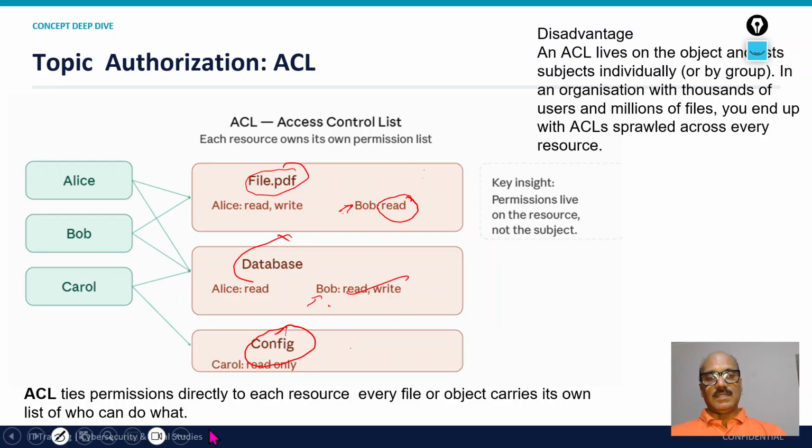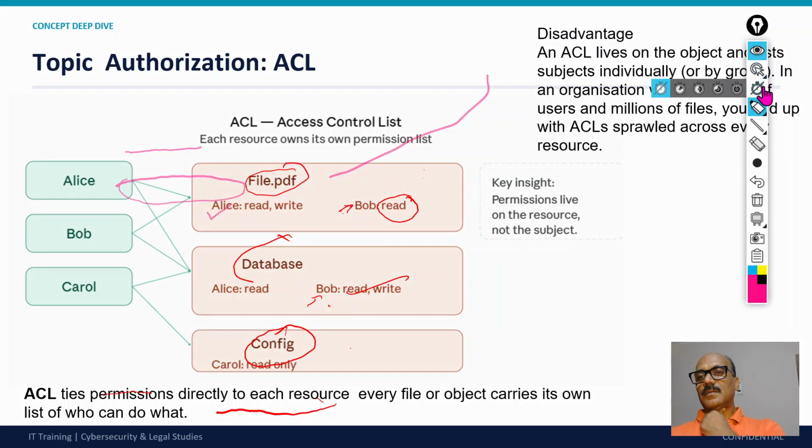So here, as we stressed, the permissions are linked to the resource. Every file and object carries its own list. So the disadvantage, as I mentioned here: with thousands of users and millions of files, you end up with too many ACLs to manage. It's not a practical solution.